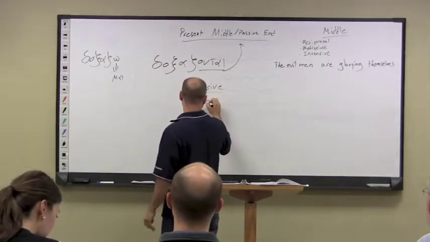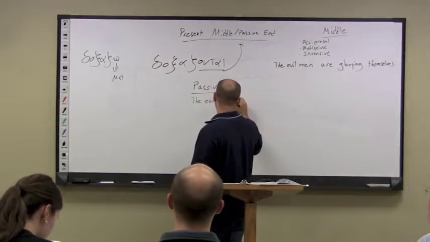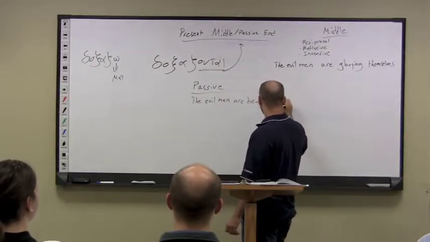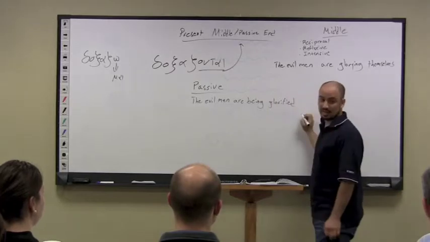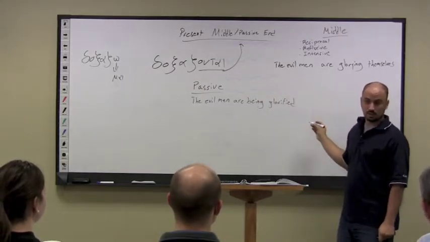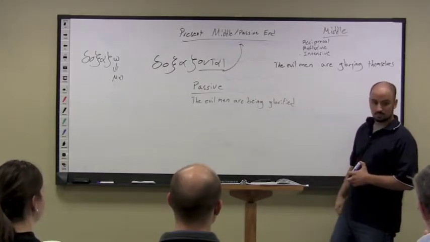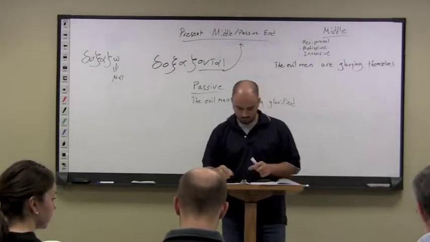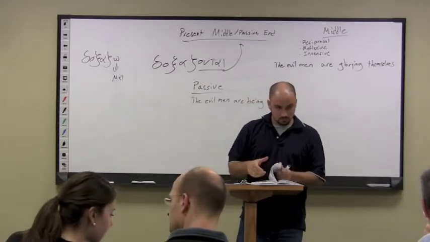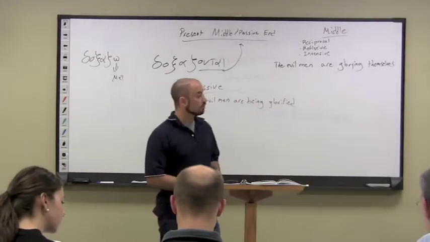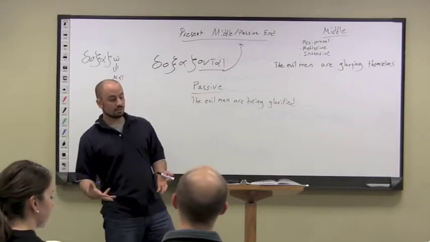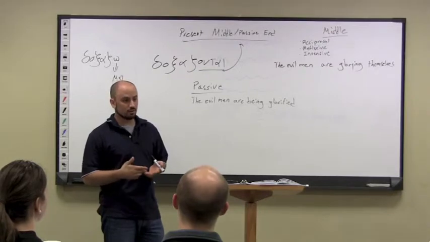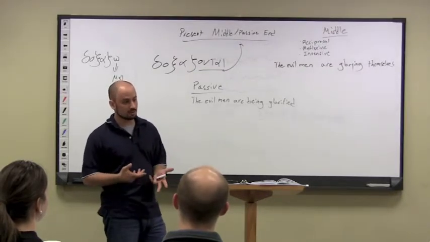The evil men are being glorified. Yeah. And we don't have to have the agent. Okay, now that's what I had for doxazonta: are being glorified. Okay. It's not correct, though. It's are glorifying. Well, remember, what you have as an answer in the back of the book is one of many different answers you can have now. We're starting to multiply the possibilities of meaning.